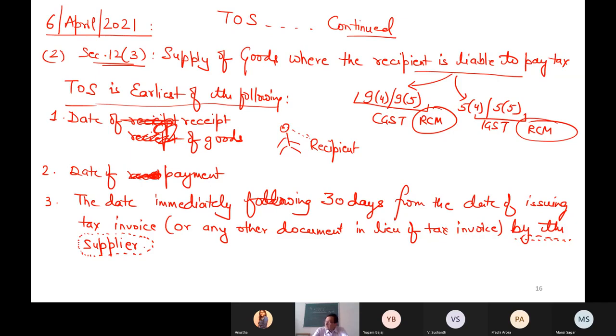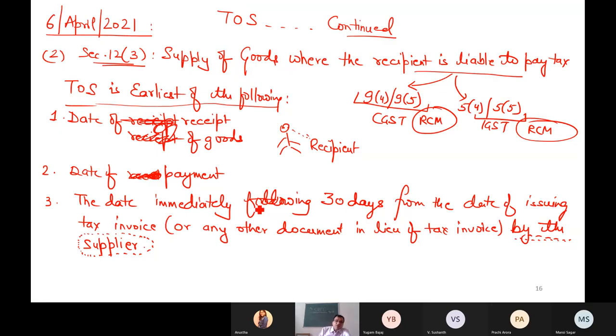Taxable on reverse charge basis. And there are 3 dates and you have to check the earliest date. As a recipient, when you have received the goods. As a recipient, when you have made the payment. And the third point is that when the supplier has issued the invoice, then you take extra 30 days. So these 30 days are granted extra. I will show this with the help of the numerical.